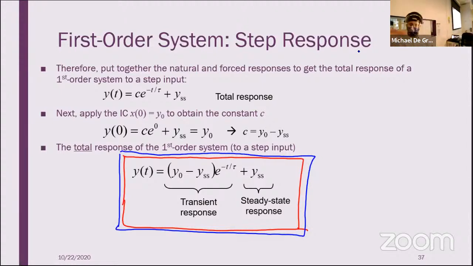So what do we get? Based on everything that we've done, we get a total response, a complete response that has this transient portion, which is a function of time, and then this steady state portion that is not a function of time, that is just a constant.